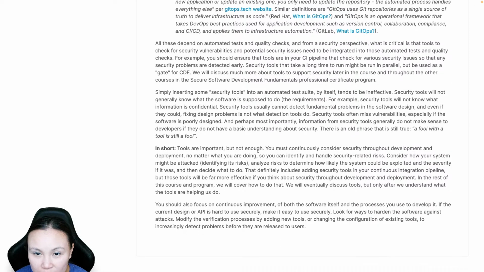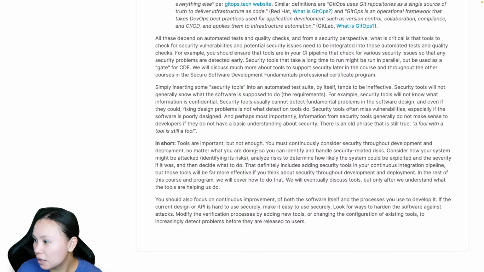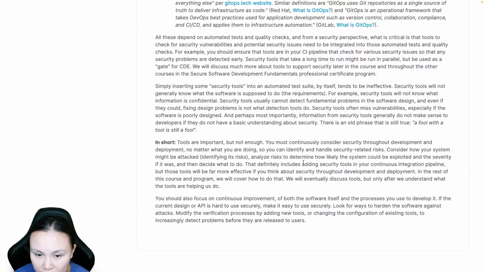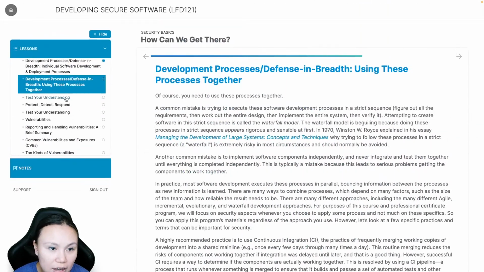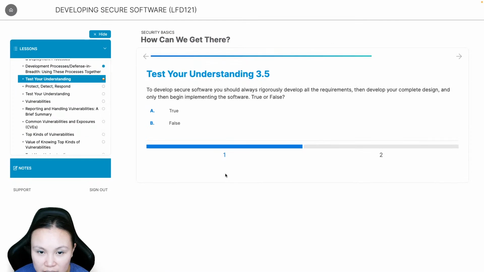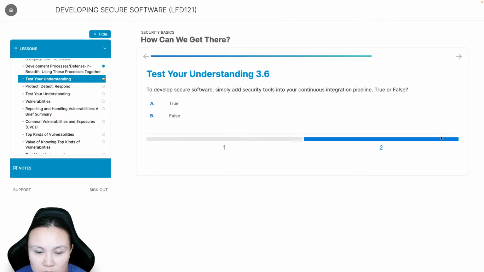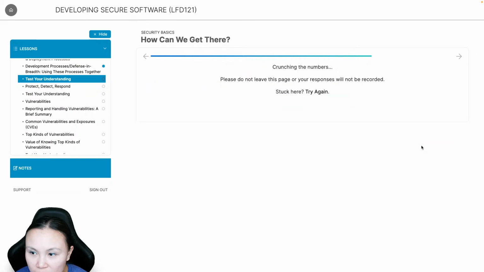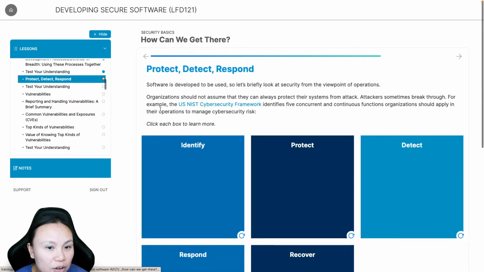I'm going to skip over, but I think it's quite useful to have a CI/CD pipeline that has some security checks there as well. Consider security throughout the development. It's not enough, but it's a good way to have it there. Okay, this is taking up a lot of time. Let me test my understanding. I hope I get it right. Develop secure software. You should always rigorously develop all the... No, we just say it's not true. Simply add security tools into your continuous... That's not enough. Yeah, so this is two questions this time. Okay. Yay, correct. Okay, moving on.